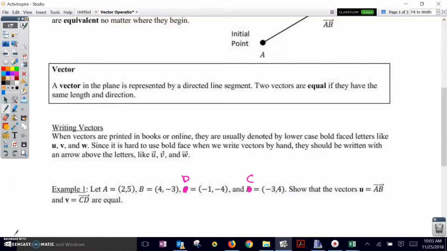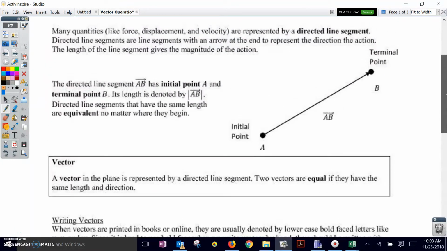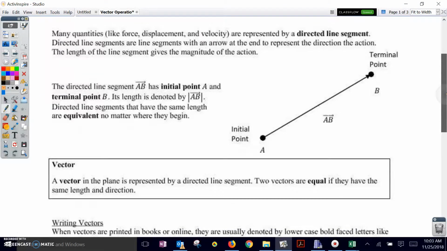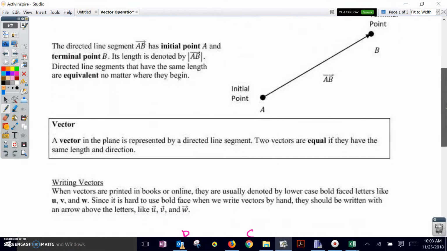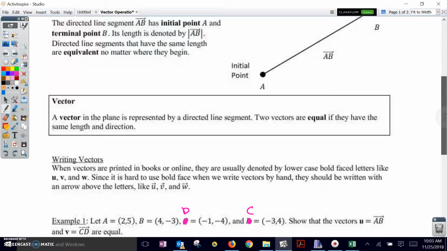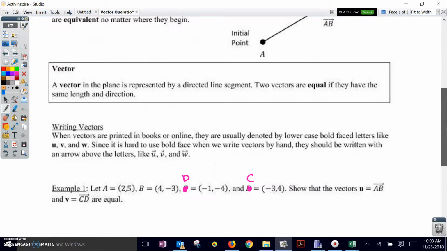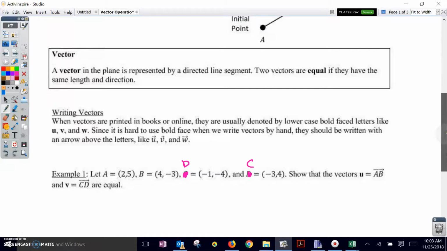Alright, welcome back everybody. In this video we're going to talk about vector operations. We start with a little bit of narrative up here as far as what a vector is and how we write vectors. And we're going to move right here directly into example 1 to show that these two vectors u and v are equal.